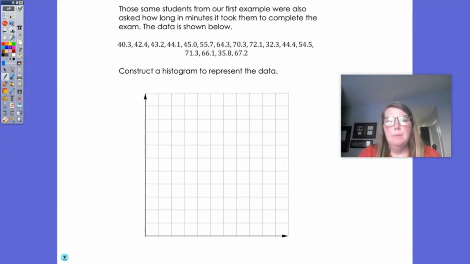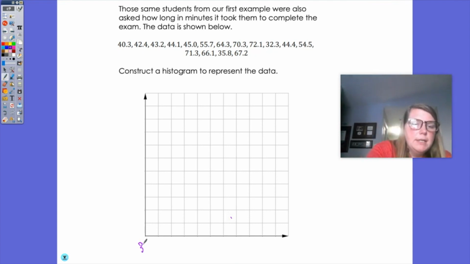Here's another example. Those same students from our first example were also asked how long in minutes it took them to complete the exam. The data is shown below, and we want to construct a histogram to represent this data. So now we're doing study minutes instead of grade. To make the scale in the histogram, I always want to look at what the smallest and the largest data are. The smallest amount is 32.3 minutes, and the largest was around 71.3 minutes. So we'll say our smallest data is 30.